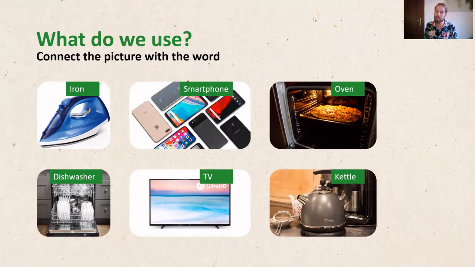The next one, something I'm sure most of us have, a smartphone, more specifically, the smartphone while it's charging. The oven, the best place to cook a pizza, a dishwasher, a TV, and of course, Britain's favourite electrical appliance, a kettle. We'll hear more about that very shortly.